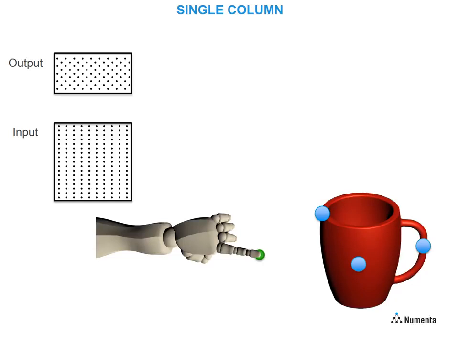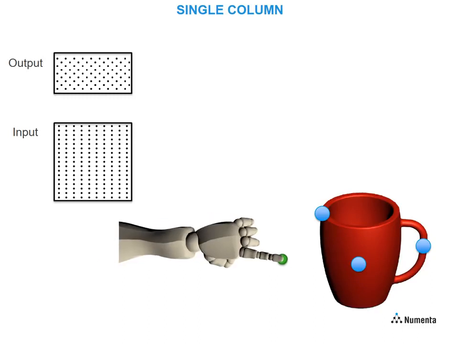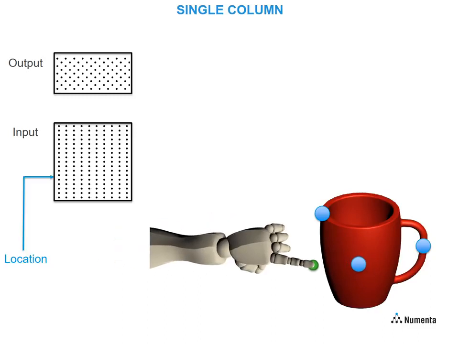The green circle on the finger represents the sensor. The blue circles on the cup highlight the three areas where it's going to touch. As the finger moves towards the first point, a location signal is generated representing where it's going to touch on the cup. The location signal depolarizes the set of cells whose distal dendritic segments match this location. This represents a prediction of the feature that will be sensed.